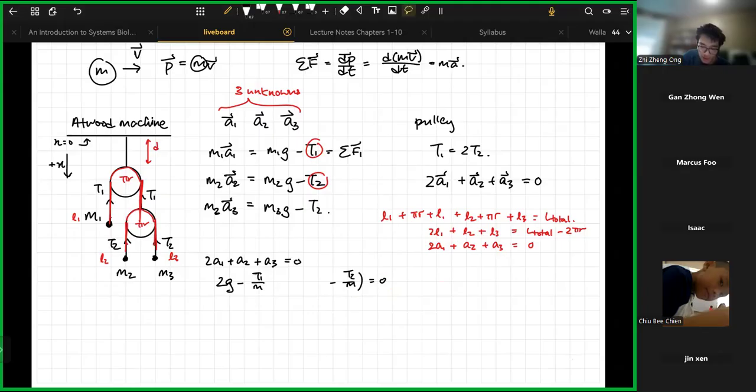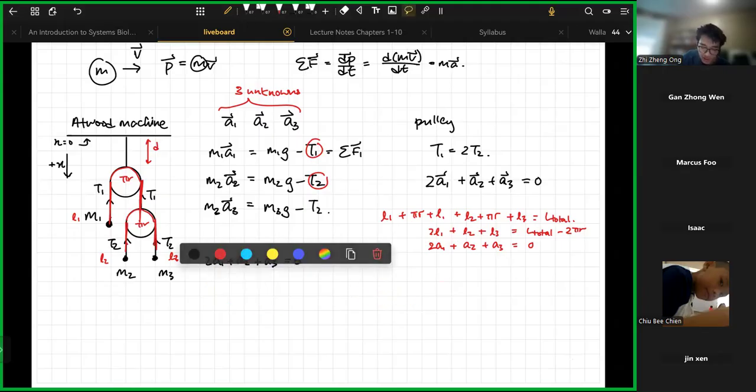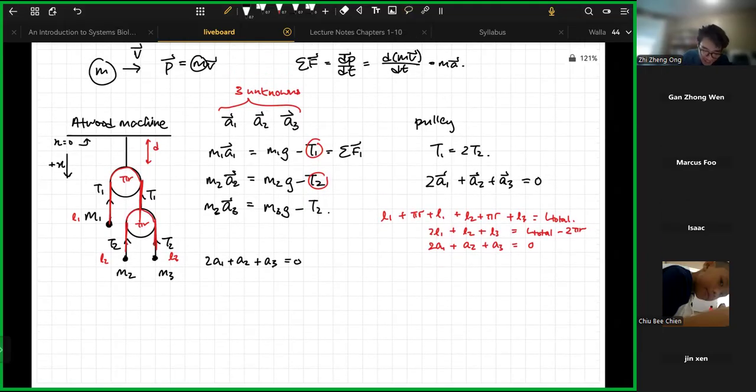My bad. Wait. Hold on, I cannot just do that. I realized I forgot to write M1, M2. Sorry, you did not see that. So this is G minus T1 over M1, forgot to write M1. Then G minus T2 over M2 plus G minus T3 over M3. Okay, that should be right.